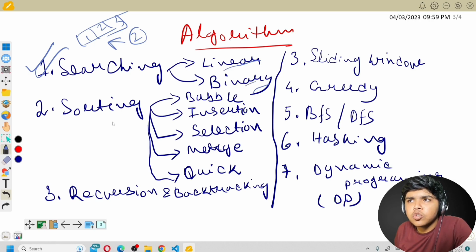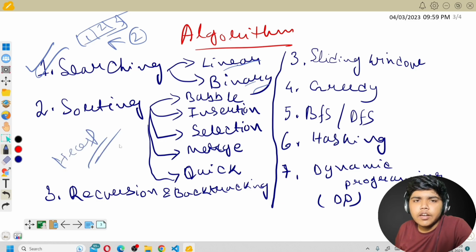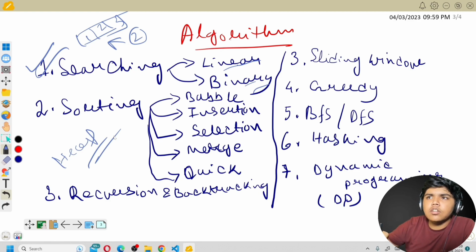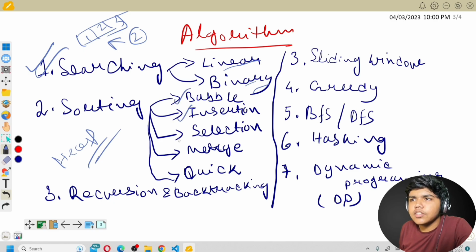And there is sorting. There are 5 sorting algorithms, and there is heap sort also, but it is a different topic. When I teach you sorting, I can also teach you heap sort, but I have not listed it because it's not a simple sorting algorithm. It is very complex. The simple sorting algorithms are bubble sort, insertion sort, selection sort, merge sort and quick sort.